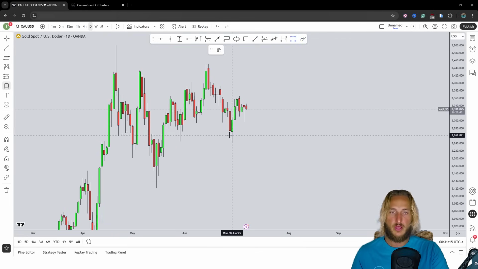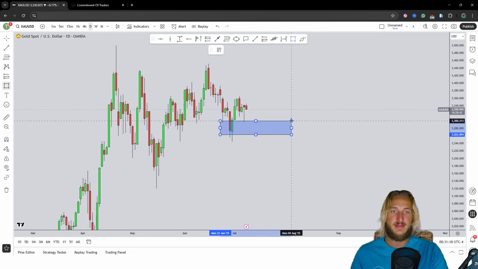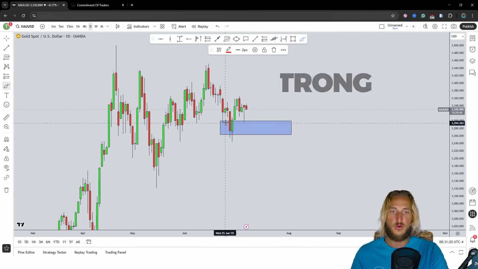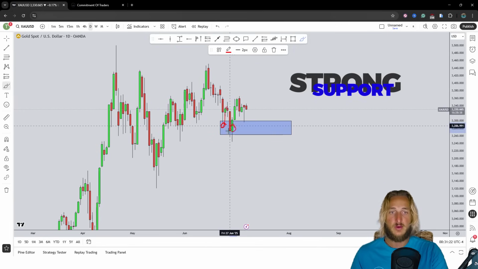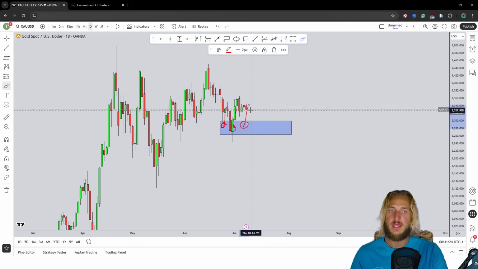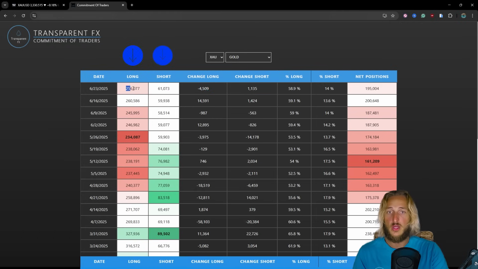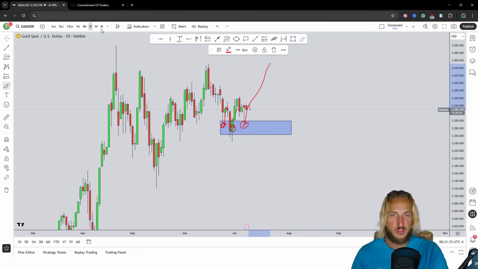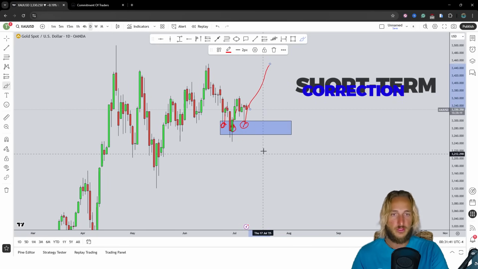But what kind of break of structure we need to see? Well, this level here is currently the one holding as support. Until the market will remain above this level, it can easily continue higher, because keep in mind that in the long run, we still have 256,000 longs compared to only 61,000 shorts from an institutional perspective. And this correction would just be, in the grand scheme of the monthly trend, just a short-term correction.